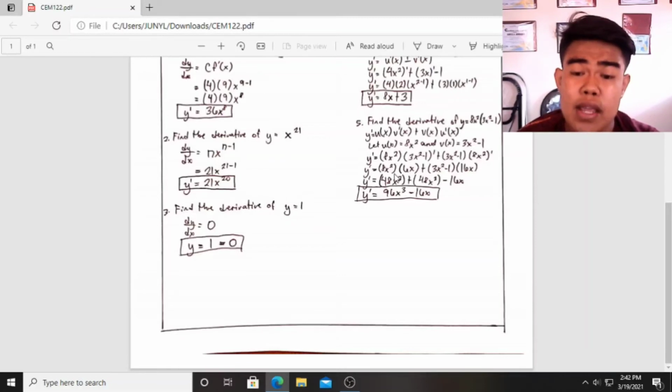So copy 8x squared, then why it becomes 6x? Because 3 times 2 is 6, then 2 minus 1 is 1, so x. So 6x, then plus 3x squared minus 1, copy. Then why it becomes 16x? 2 times 8 is 16, then 2 minus 1 is 1, so x, 16x.